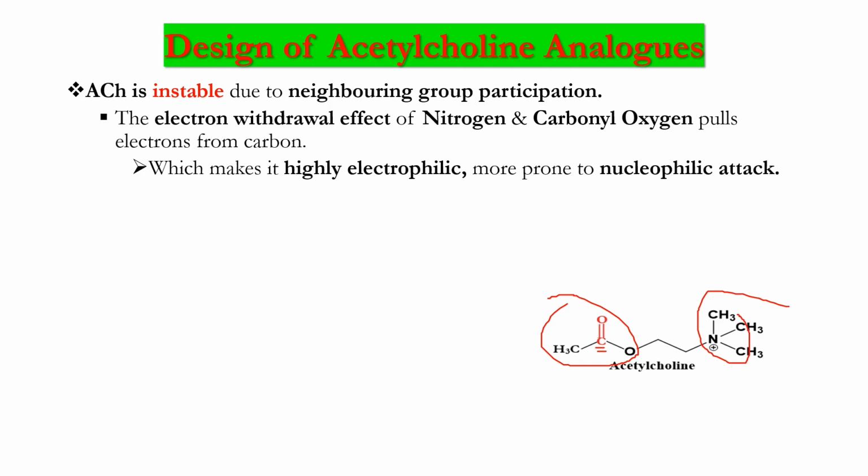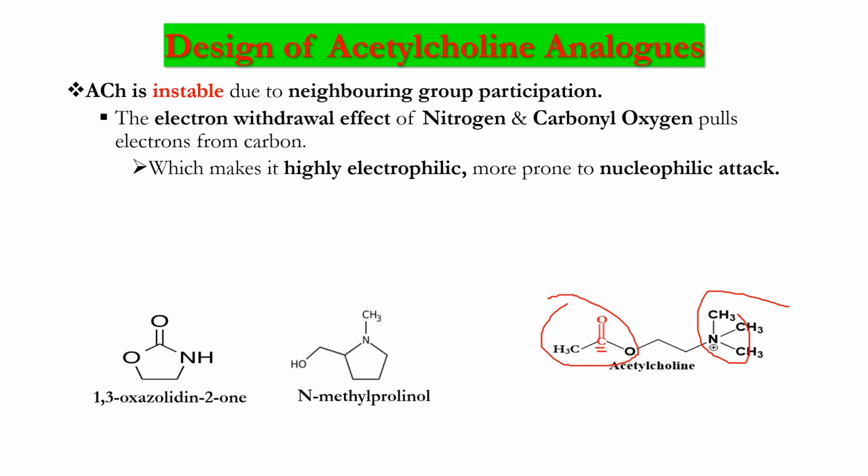The key design strategies will include conformational restriction. In the case of conformational restriction, the flexible acetylcholine molecule is rigidified into specific conformations, such as using cyclic structures like the oxazolidinediones and also the N-methyl purinols, which are very important and allow for targeting specific receptor subtypes.